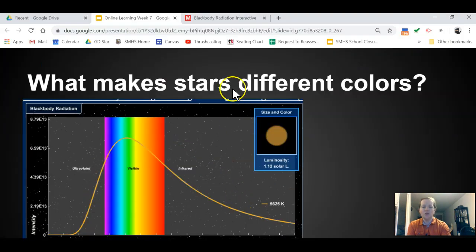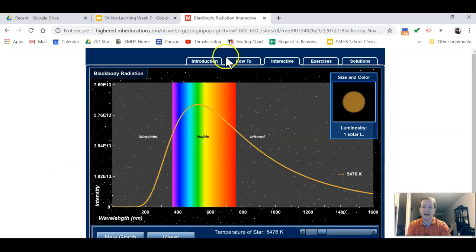Mr. Thrasher's going to go to a website. Right here. Look at this. This is the same curve that we saw before. And this is showing the different types of light. Look at this, ultraviolet, visible. This is the same graph. How much light and the types of light. Infrared, maybe radio is over here.